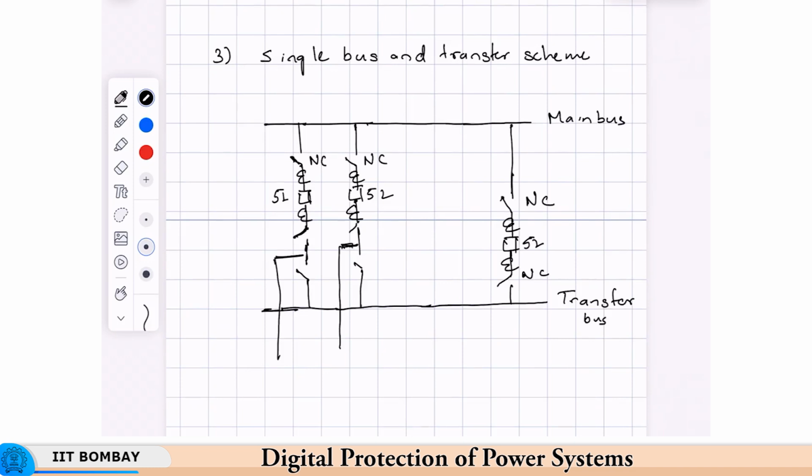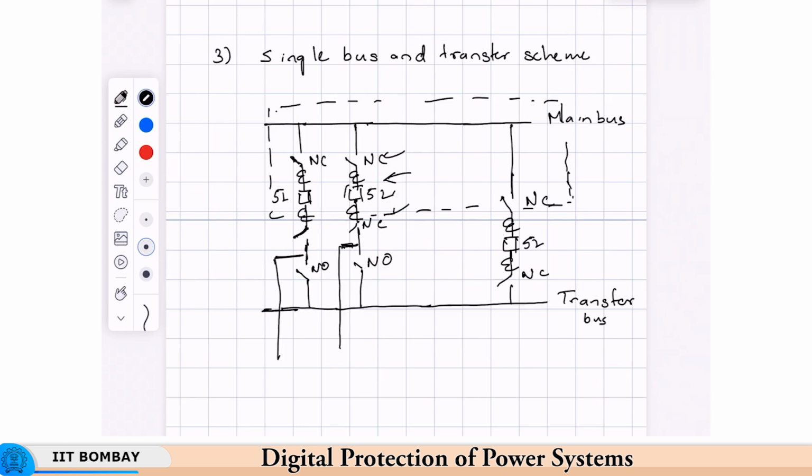And the bus protection or bus differential zone will be like this. In this case, the advantage is, suppose this breaker has to be taken out for maintenance. Just as an example, this breaker has to be taken out for maintenance. Then this line will be put on transfer. So, these are normally closed. These are normally open switches. So, what will be done is this will be opened.